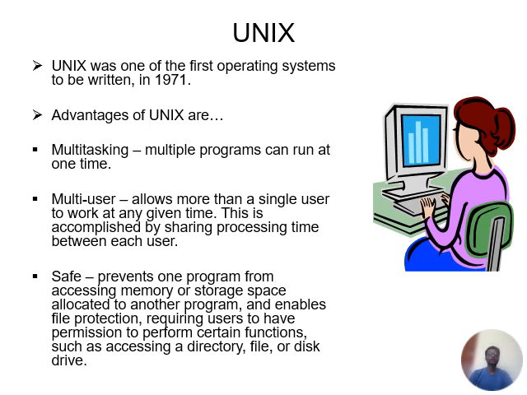Unix. Unix was one of the first operating systems, written in 1971. Advantages of Unix are multitasking: multiple programs can run at one time. Multiple users: allows more than a single user to work at any given time. This is accomplished by sharing processor time between each user.